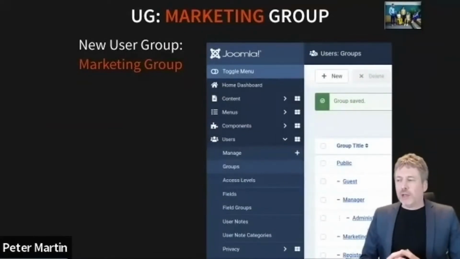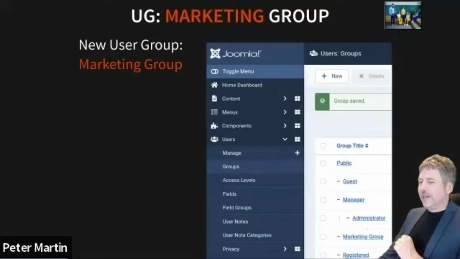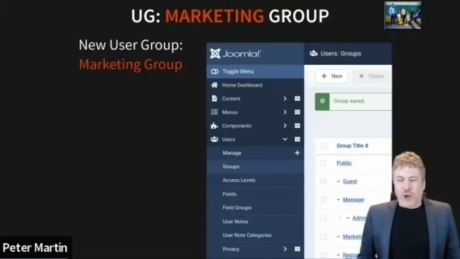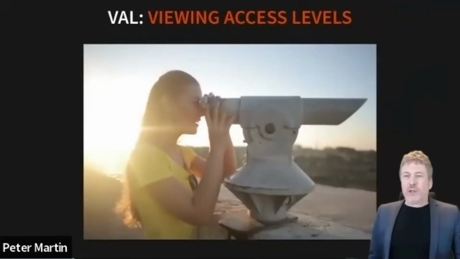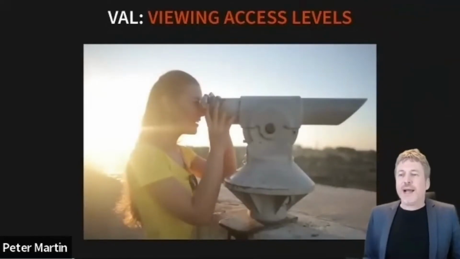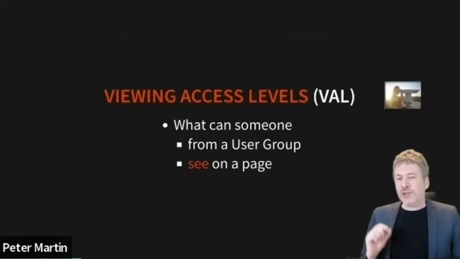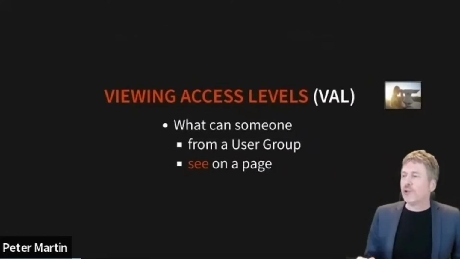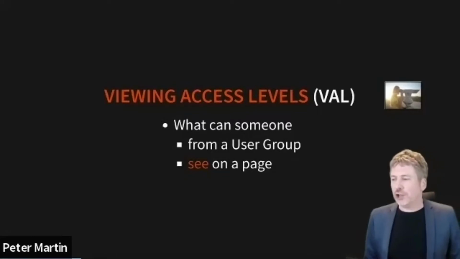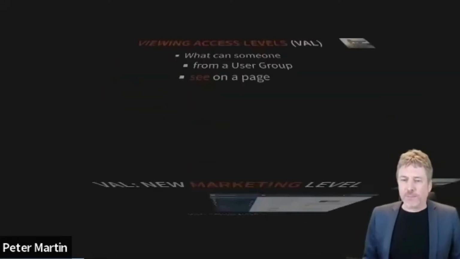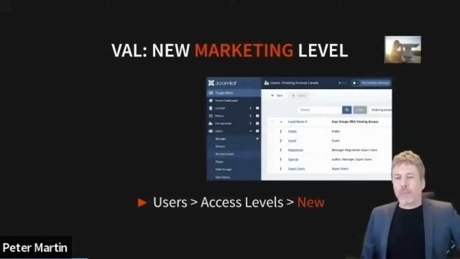When you've created a marketing group, and I think it's here at the bottom, I just created the marketing group. So now I'm going to create a viewing access level. A viewing access level in Joomla is what someone from a certain user group can see on a certain page. By default, if you go to Users, Access Levels, New, you have the default access levels in Joomla.